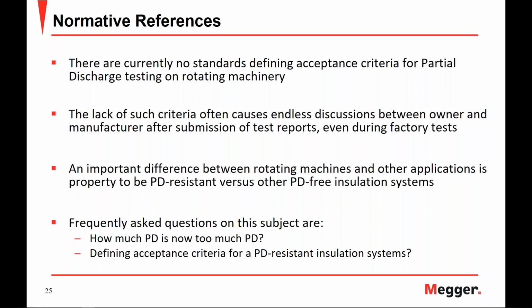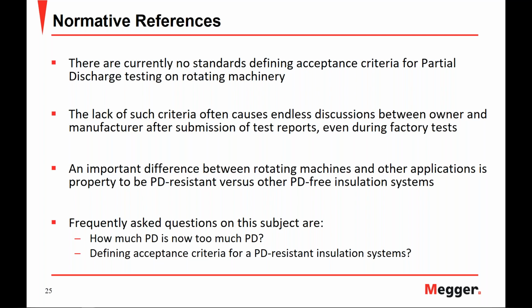Now, an important distinction is that rotating machine insulation systems are designed to be partial discharge resistant, while shielded cables and transformer insulation systems are assumed to be partial discharge free. So this brings up a couple of frequently asked questions, such as how much partial discharge is too much partial discharge, or how about defining some acceptance criteria for partial discharge resistant insulation systems? And these questions are answered on both sides.